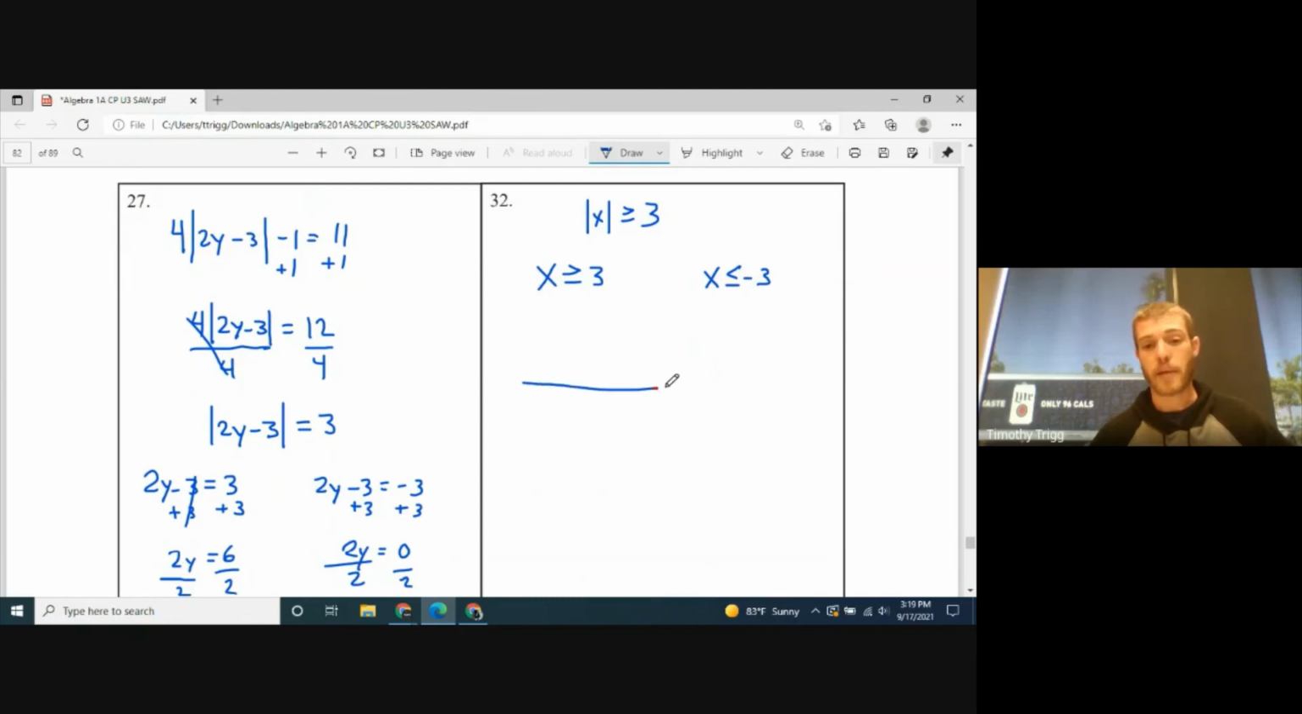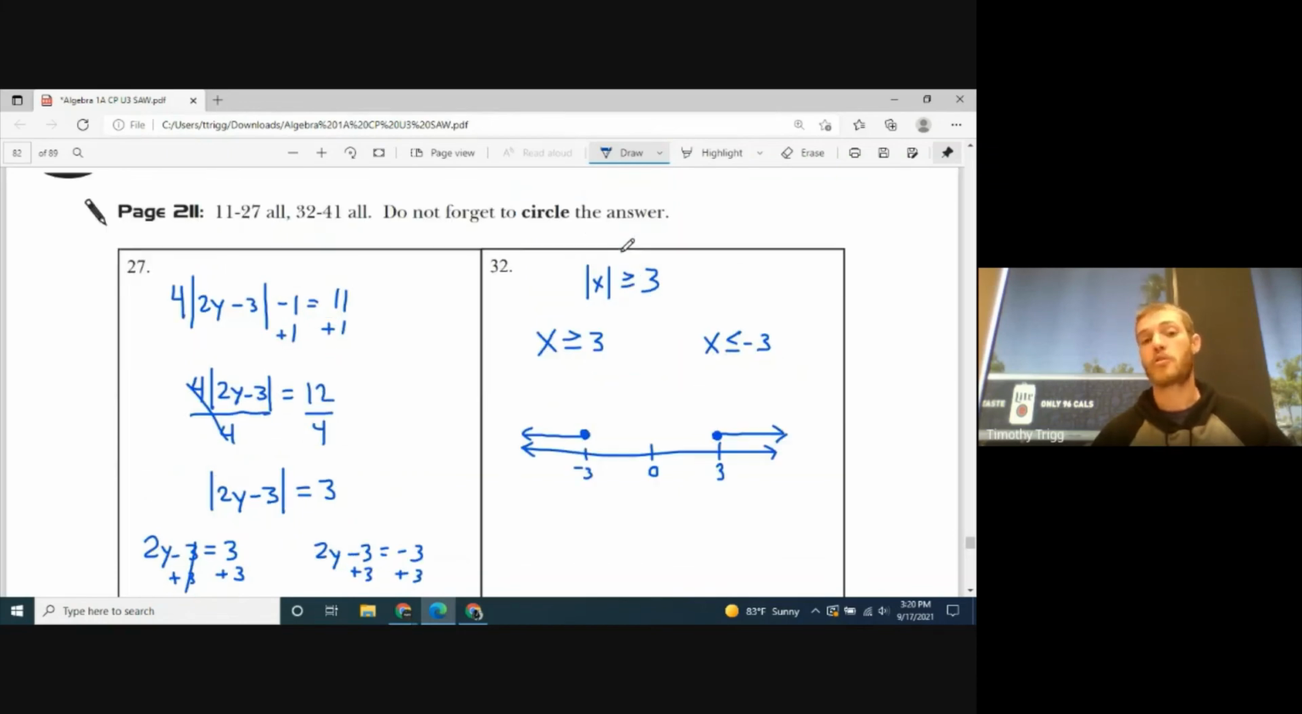So let's go ahead and graph them now. So x is greater than or equal to 3. So let's put 0, here's 3, and here's negative 3. So x is greater than or equal to 3. So that's going to be a closed circle, and we want values that are greater than or equal to 3. This one says x is less than or equal to negative 3. So from negative 3, we want the values that are less than that.